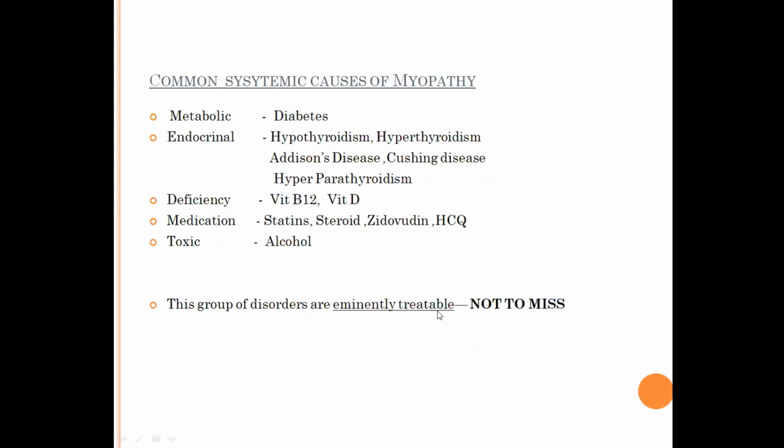This group of disorders are eminently treatable. Please do not miss. Missing a treatable disorder is not good. Not diagnosing an untreatable disorder doesn't matter. Let somebody diagnose, let them get credit, doesn't matter. But you have not missed a treatable disorder. So please, in all our medicine, we have a list of treatable disorders; see whether you have checked everything and then said, okay, this is a non-treatable degenerative disease.